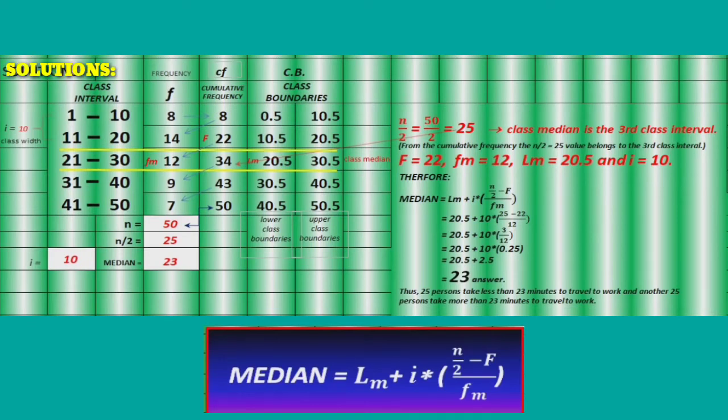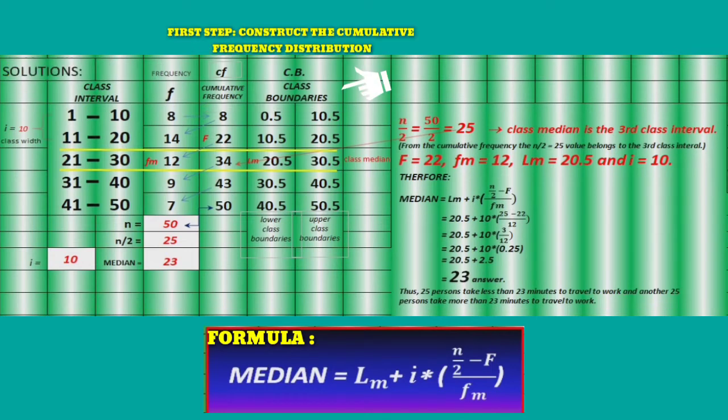Right, we have already here our solutions. What I need to do now is to explain and discuss to you how we arrived at the answers. Alright, let us start with the first step. What is our first step? Our first step is to construct the cumulative frequency distribution. The cumulative frequency distribution comprises your CF, the cumulative frequency, and your CB, the class boundaries.